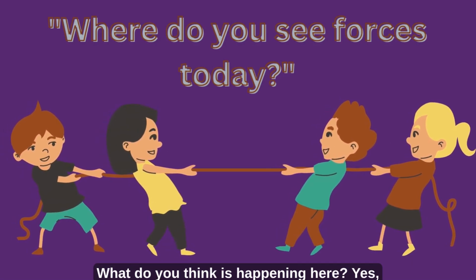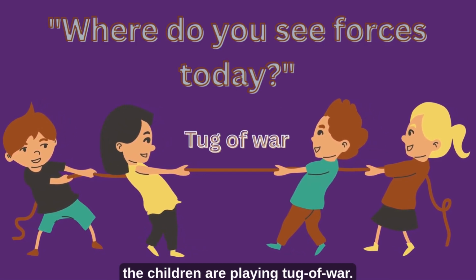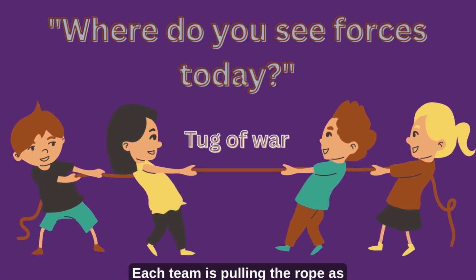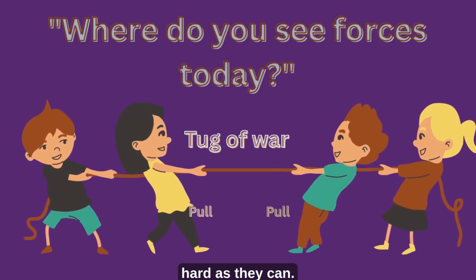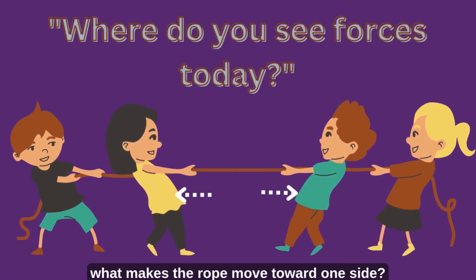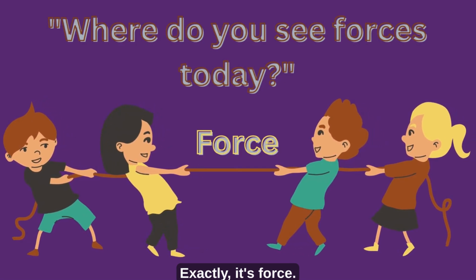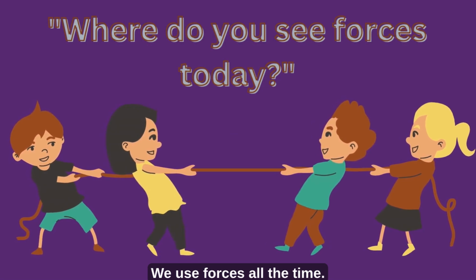What do you think is happening here? Yes, the children are playing tug of war. Each team is pulling the rope as hard as they can. Now tell me, what makes the rope move toward one side? Exactly, it's force. We use forces all the time.